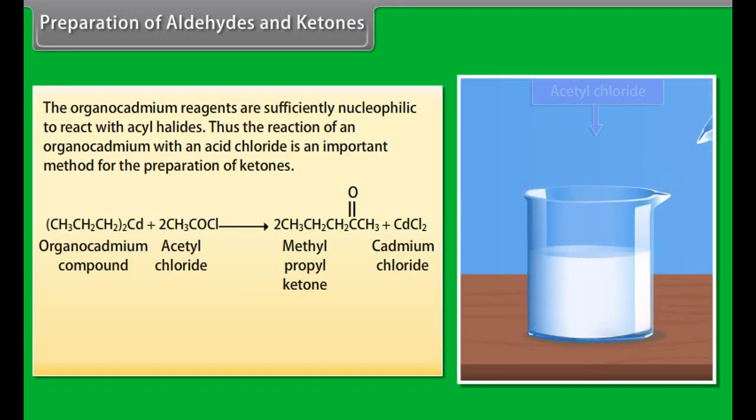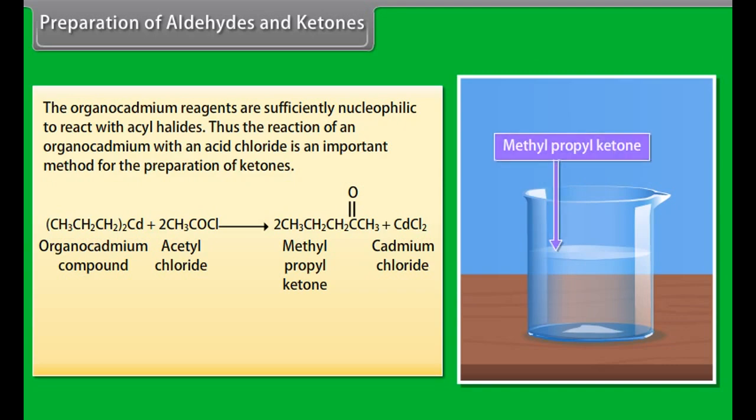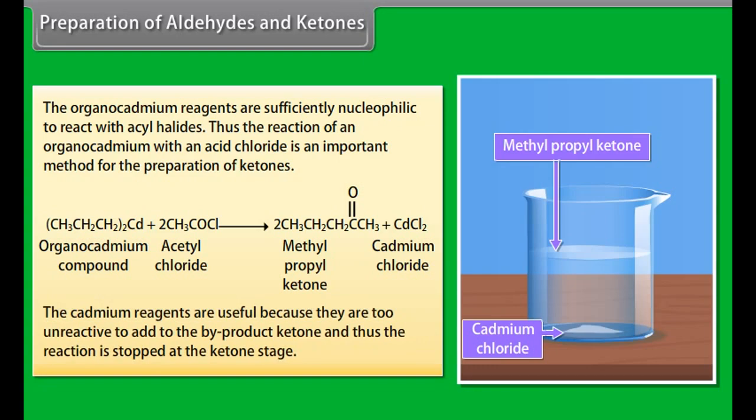Thus, the reaction of an organocadmium with an acid chloride is an important method for the preparation of ketones. The cadmium reagents are useful because they are too unreactive to add to the byproduct ketone, and thus the reaction is stopped at the ketone stage.